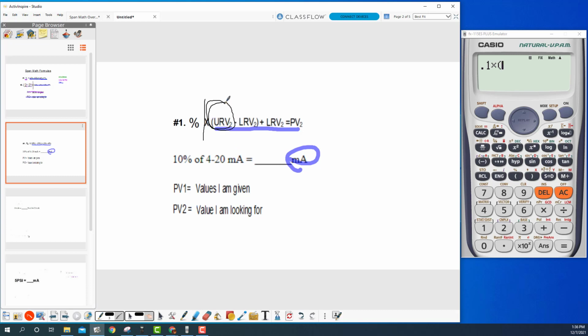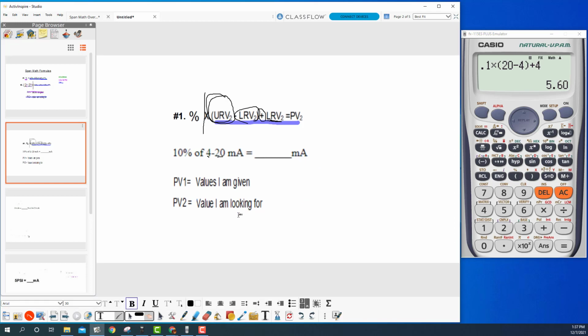The first thing I plug in is my upper range value, which is 20. The formula says minus my lower range value. What is my lower range value? 4. You're going to close parentheses. Then you're going to hit plus the lower range value again, and the lower range value is 4. So 20 minus 4 plus 4.